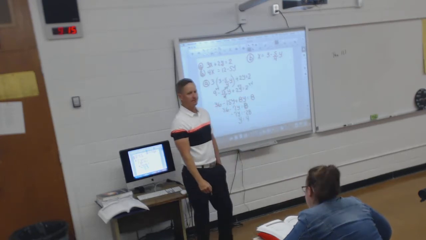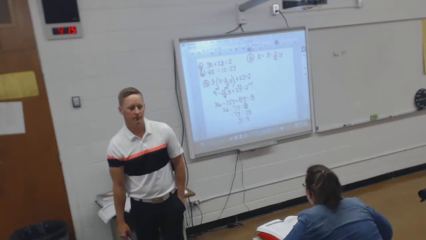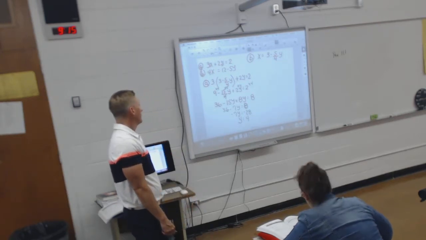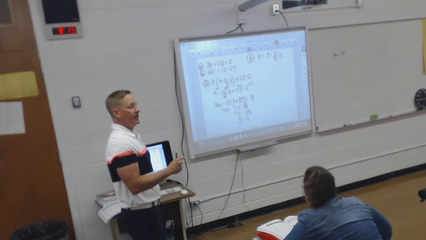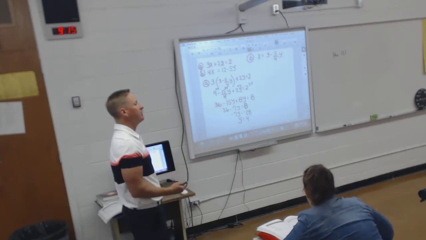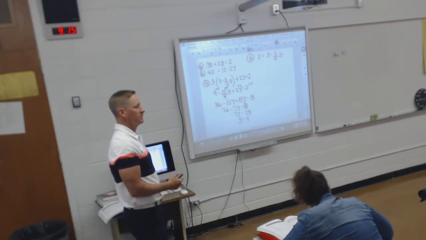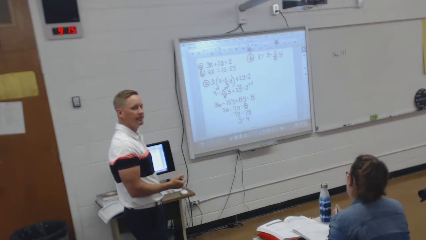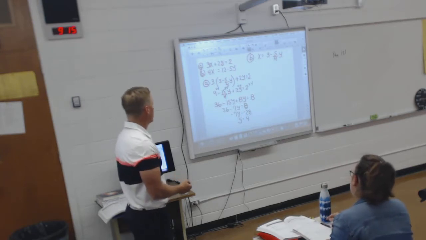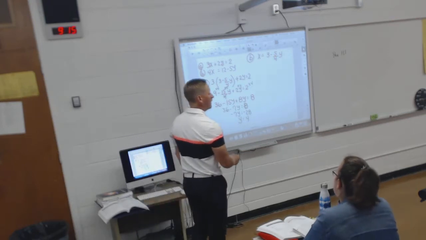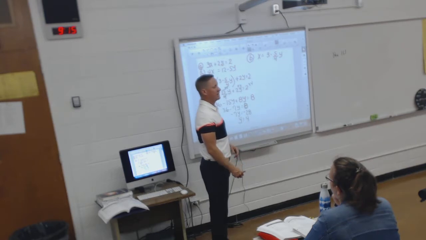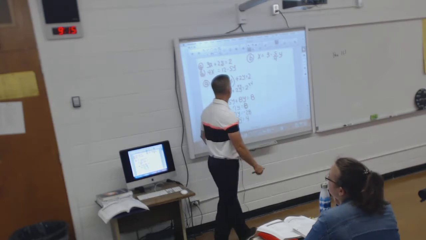Y equals 4. Okay? I have the y value of my intersection point, right? What do I need to do next? Plug the y into another equation, or the second equation. Doesn't matter. I need to now find my x value, correct? So I gotta plug y into one of these equations right here. It doesn't matter which one.